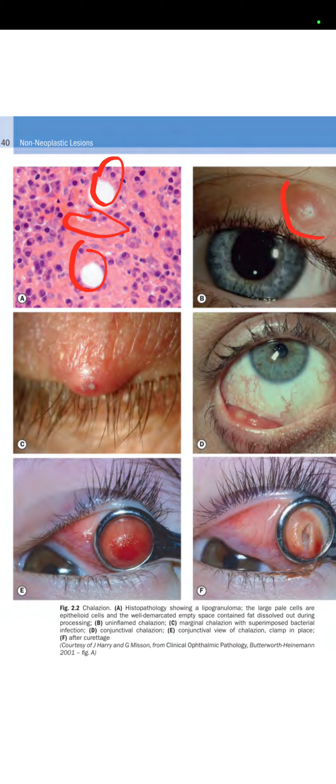B is showing the uninflamed chalazion. C is showing the marginal chalazion with superimposed bacterial infection. D is showing the conjunctival view of a chalazion, and E is showing the conjunctival view of a chalazion clamp in place after curettage.